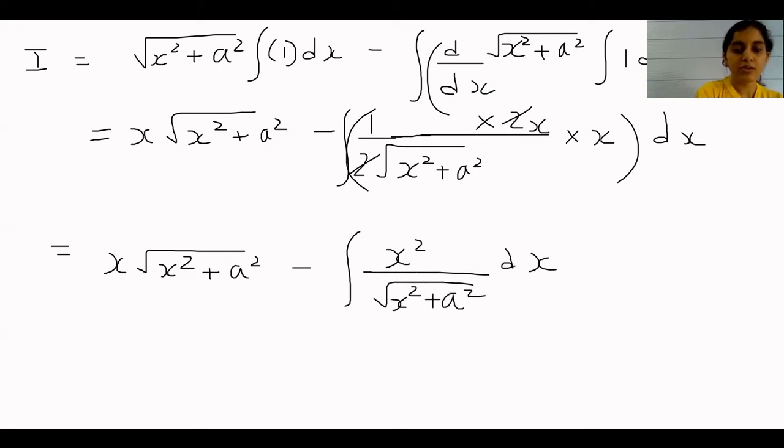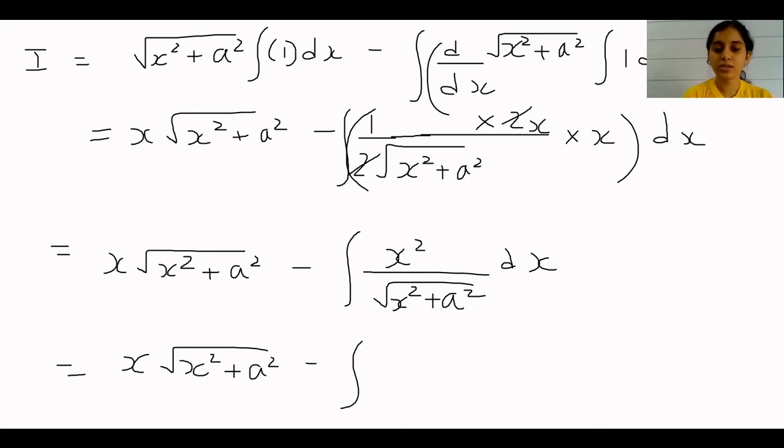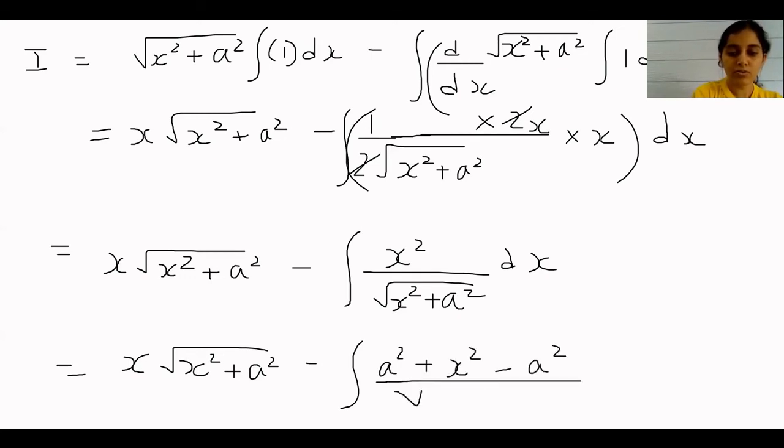So in the second term, again, as we did in the previous derivation, we are going to get the denominator terms in the numerator. So we will have a square plus x square minus a square upon root of x square plus a square. And then we have to group them and then separate the denominator. So how will we group them? Yeah, this is the way you will group them.